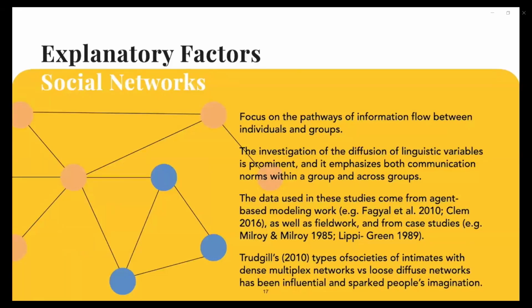And this has been suggested. Studies based on agent-based modeling, but also fieldwork have suggested that the structure of social networks, the way that people are connected, does have consequences. So Peter Trudgill's sociolinguistic typology I mentioned earlier came up with this idea that what he calls the society of intimates will have these social networks where everybody knows each other. People work together, they form families with one another, they trade with one another, they do a lot of things to one another. So this is what he calls a dense multiplex social network, and that in these types of communities, language change outcomes tend to lead to complexification.